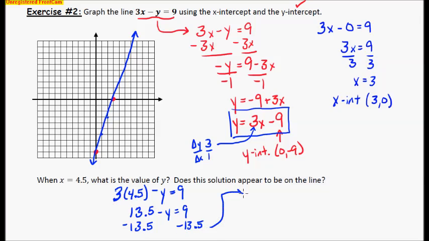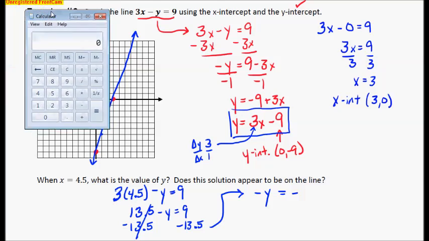Running out of room here, so I'm going to continue it up here. So these 13.5s, those would go away. And again, be careful, you don't drop off this negative right here, right? You don't drop that off. That is still there. So 9 minus a 13.5. Now that's going to give me a negative number. Okay, that's definitely going to give me a negative number. What's 9 minus 13.5? All right, if you have to, you get your calculator out. No big deal. All right, we'll get the calculator out. Okay, there it is.